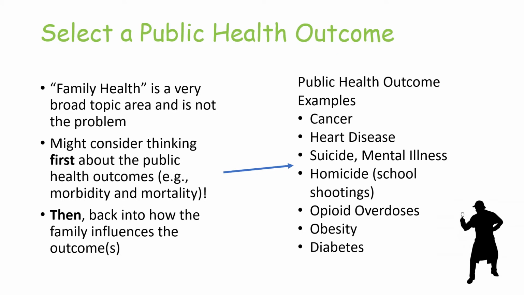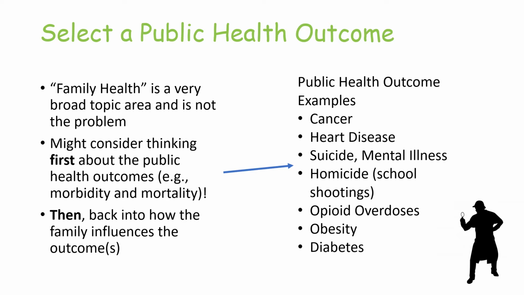So as we are trying to figure out a public health problem that we want to solve, it's important that we narrow it down to a specific outcome that we're interested in improving or addressing. Family health is a super broad topic and isn't the problem we're trying to address. It's more like a means of solving different problems in public health.